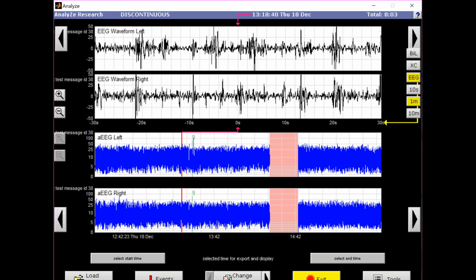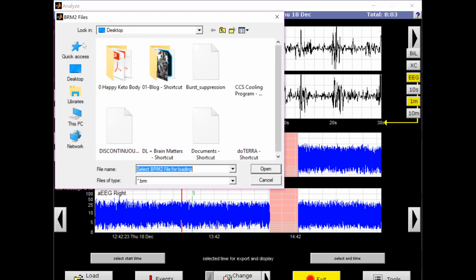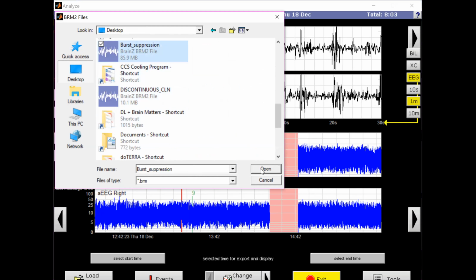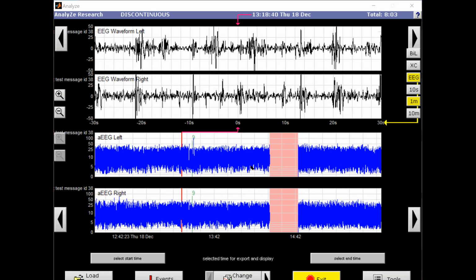But when you're having seizures, it's sometimes easier to see the evolution of those seizures through there. So let me see if I can load another file really quick that I know has seizures, and I'll show you how that's helpful for that.